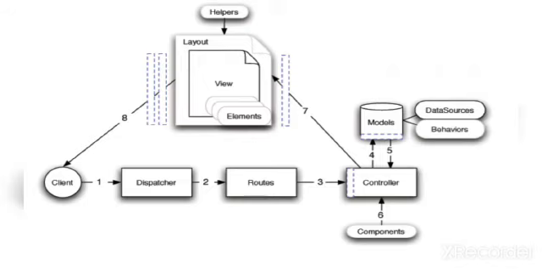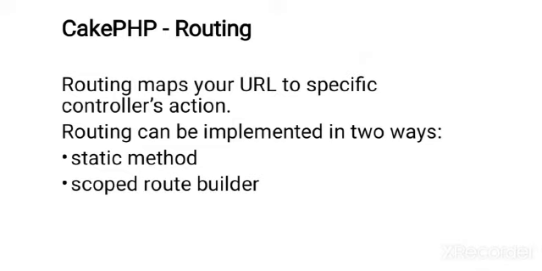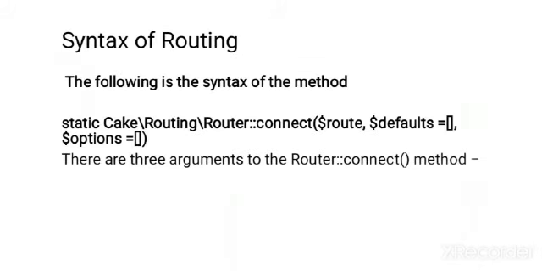CakePHP MVC pattern. Next, CakePHP routing maps your URL to a specific controller action. Routing can be implemented in 2 ways: static method and scope router root builder. So the syntax of routing: Router connect is a method.